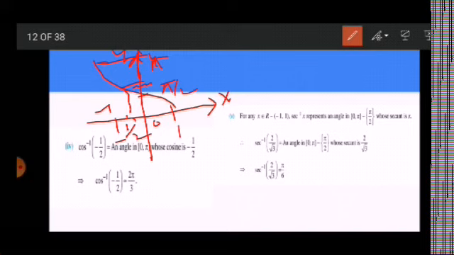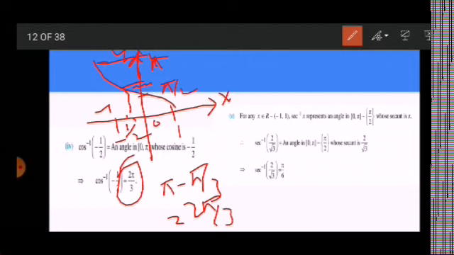1 by 2 corresponds to an angle of 60 degrees. So 180 minus 60 degrees is 120 degrees. Or you say cos of 180 minus theta is also called minus cos theta. So we can say the angle will be pi minus pi by 3, that is 2 pi by 3. So the answer is 2 pi by 3 here.